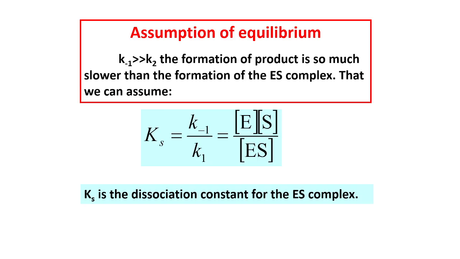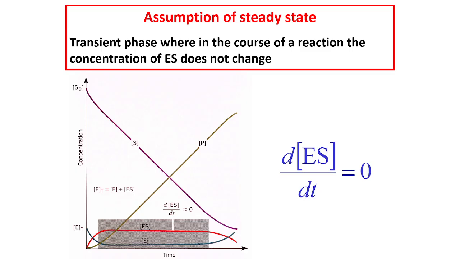There is a factor known as the dissociation constant for the ES complex. So Ks is the dissociation constant. Now there is an assumption that always takes place in equilibrium, that is the reverse reaction is much faster than the formation of the product. So the rate K minus 1 is higher than K2. The formation of the product is so much slower than the formation of the ES complex that we can assume that Ks is equal to K minus 1 by K1, and we are neglecting the K2 factor here.